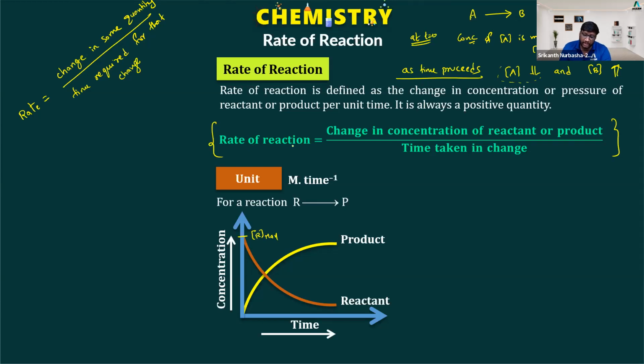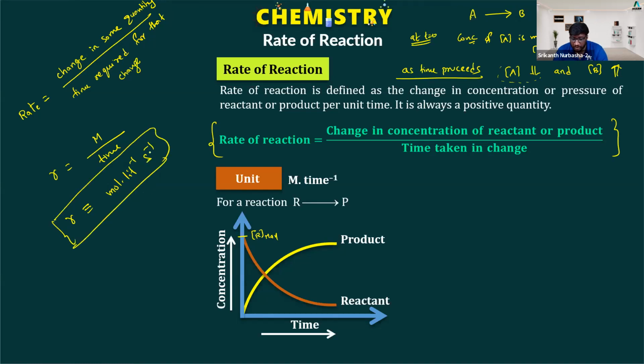What was the unit of rate of reaction? Rate is equal to change in concentration, that is, concentration in molar, divided by the time required for the change. So the unit is going to be mole per liter, that is mol L inverse, times time inverse. Time you can measure in seconds, minutes or hours. So this was the unit of rate of the reaction.